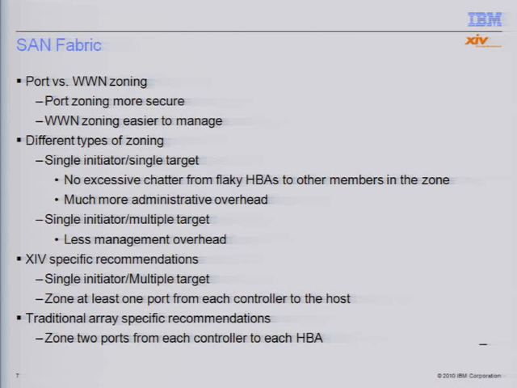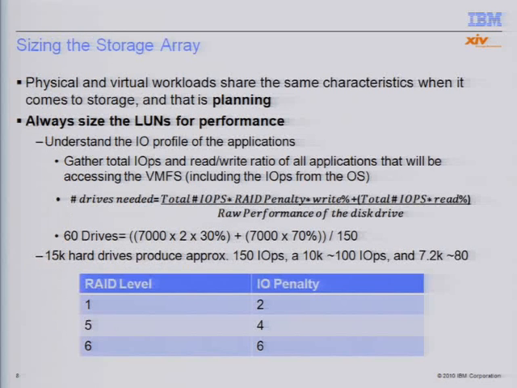So XIV recommends using single initiator, multiple target, and zone at least 1 port from every controller to the host. For a traditional system or other arrays, basically follow what the vendor recommends. If the vendor recommends single initiator, single target, definitely use that. If you don't, then if you ever have a problem come up and you call the support line, they're going to say, well, you're not following our best practices. So make sure you follow what the best practices are. And make sure you're zoning at least 2 ports from each controller to your host.